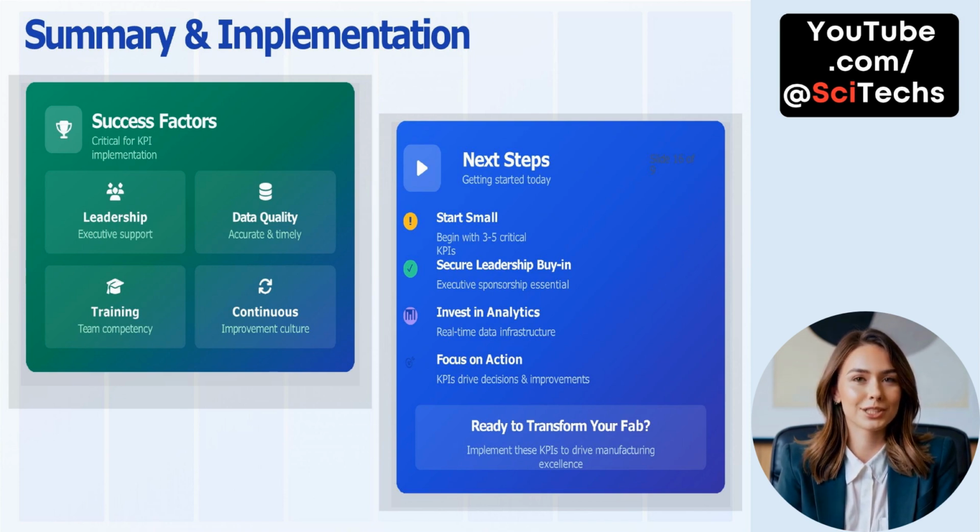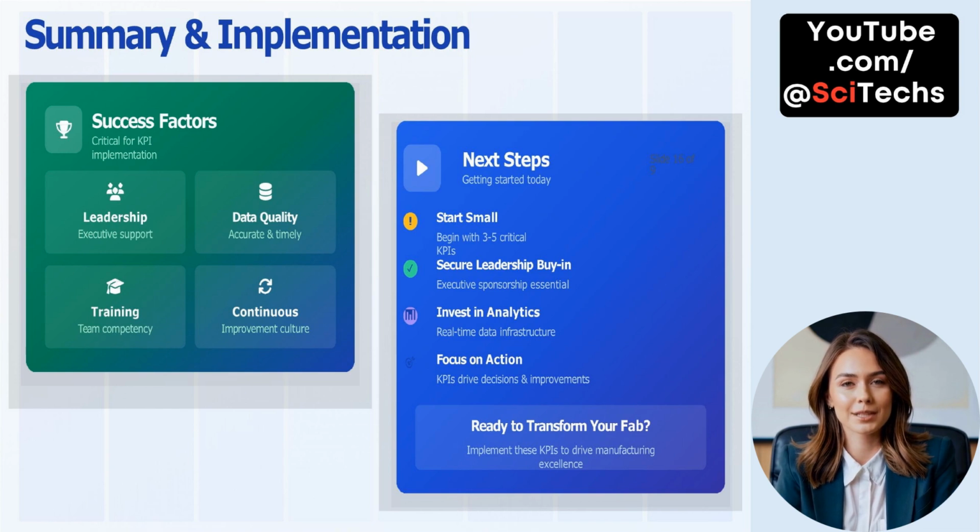Third, training ensures the team understands both the metrics and the systems supporting them, building competency across all levels. Finally, fostering a culture of continuous improvement reinforces a mindset of adaptation and optimization. For next steps, it's best to start small. Begin with 3 to 5 critical KPIs that can drive immediate value.